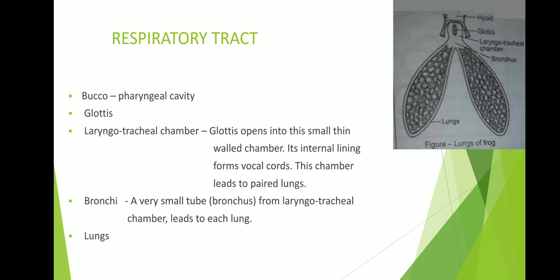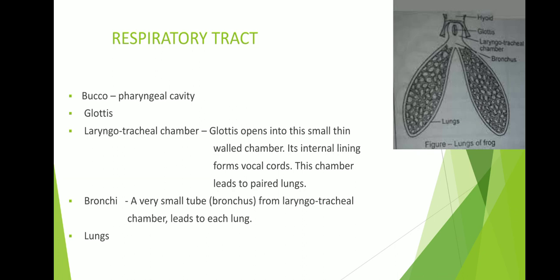Okay. This laryngeotracheal chamber, its walls are supported by arytenoid and cricoid cartilages. To support the walls of the laryngeotracheal chamber, there are some cartilages, arytenoid and cricoid cartilages. Actually, its internal lining forms a pair of elastic horizontal bands. They are known as vocal cords. That's used for sound production.